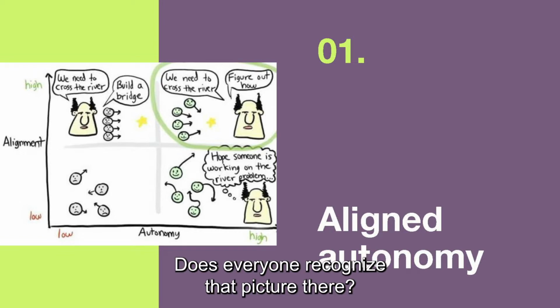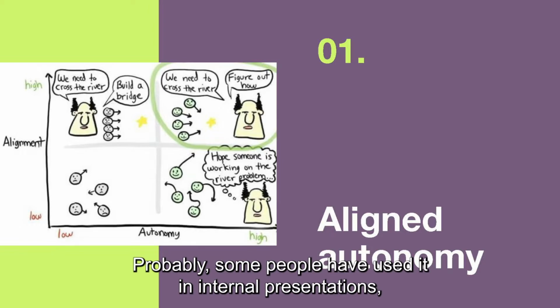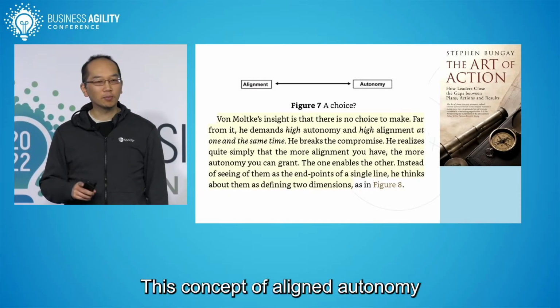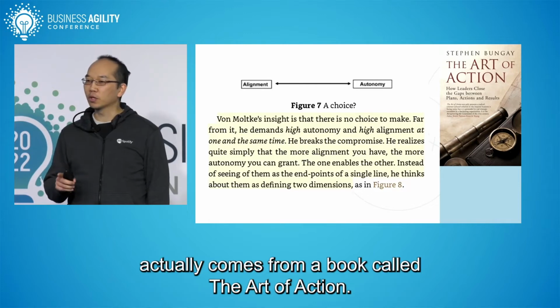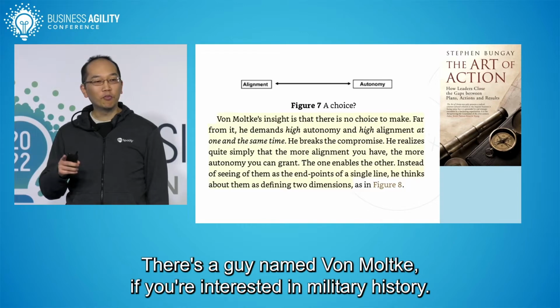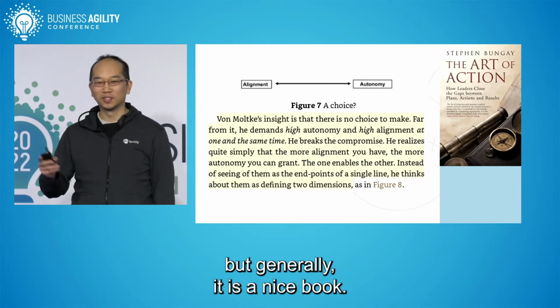Does everyone recognize that picture there? You've seen this before. Probably some people have used it in internal presentations, which is great. Okay, so this concept of aligned autonomy actually comes from a book called The Art of Action. I will just read through here. There's a guy named von Moltke. If you're interested in military history, if you're not, you might not like this book, but generally it is a nice book.